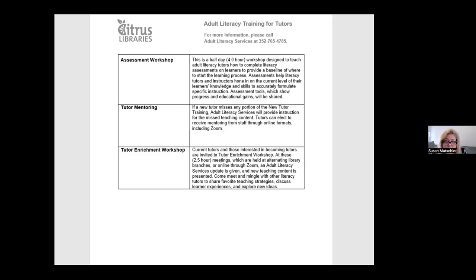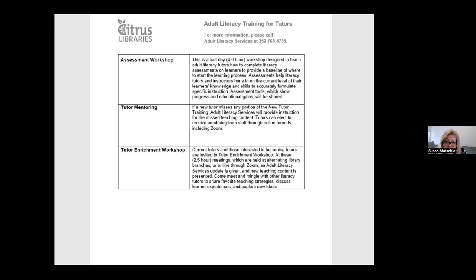And then if a new tutor missed any portion of the new tutor training, we would just provide instruction for missed teaching content. I would have a volunteer tutor who would go over that with the new tutor. We would tell them they missed the reading comprehension portion, or they missed the speech sounds portion, and then they could go over that with them.